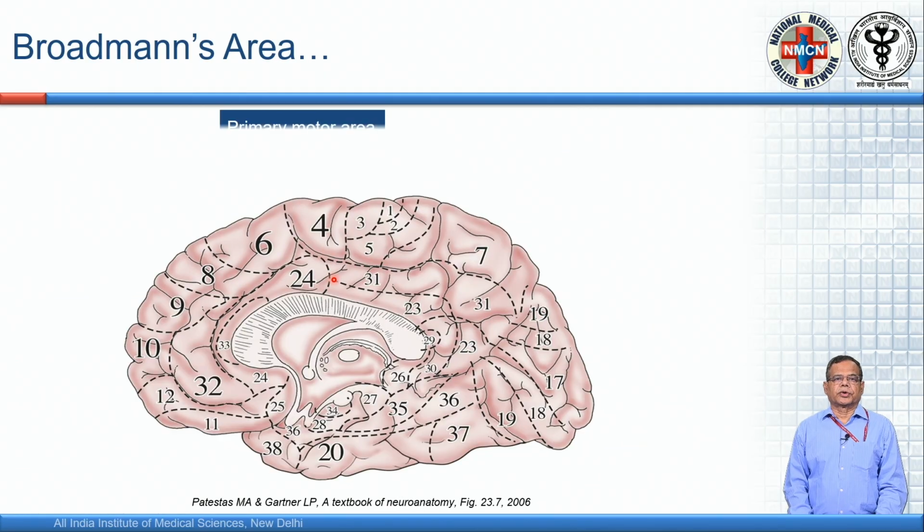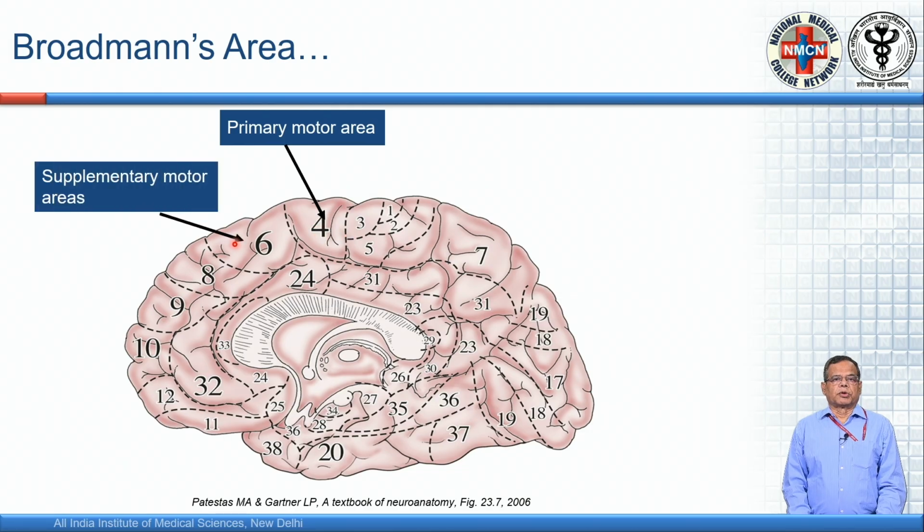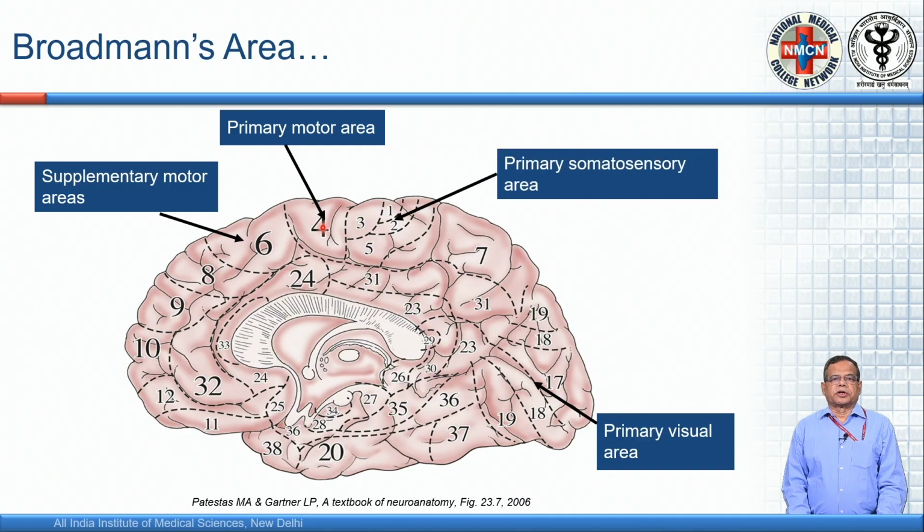On the medial surface, there is extension of the primary motor area, or area 4, and the supplementary motor area. The primary visual area is situated in the floor and banks of the calcarine sulcus, part of which extends on the lateral surface. This area 4, 3, 1, 2, is called the paracentral lobule. Here the lower limbs and the perineum are represented.